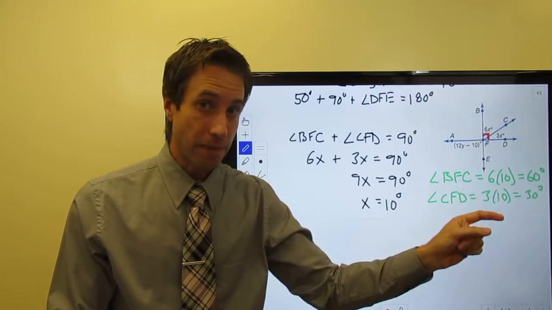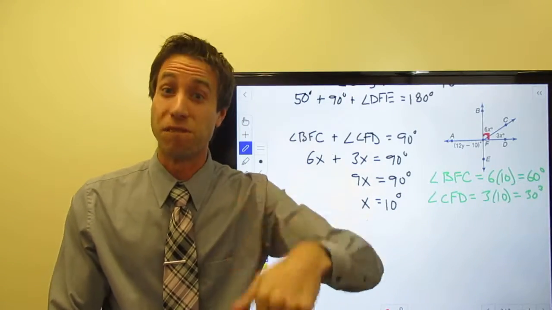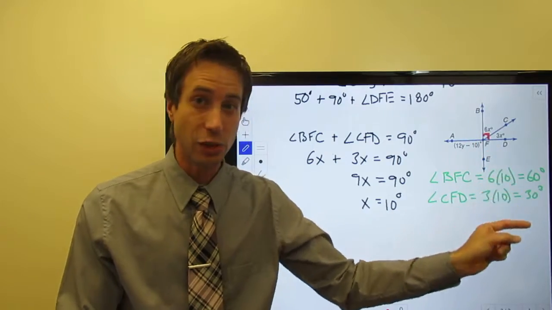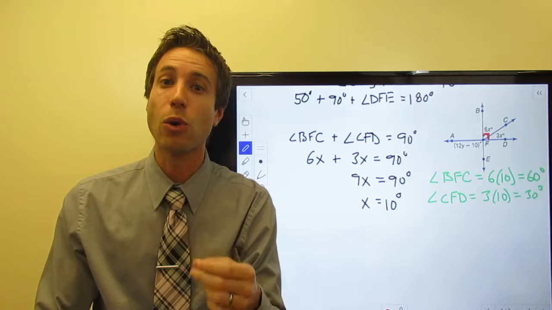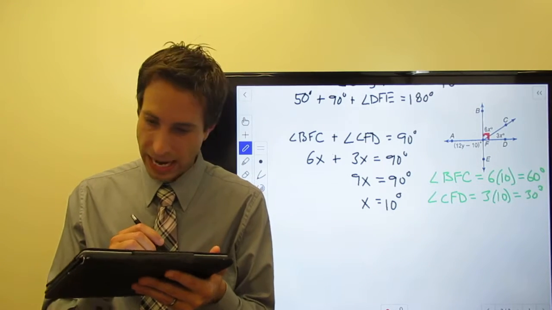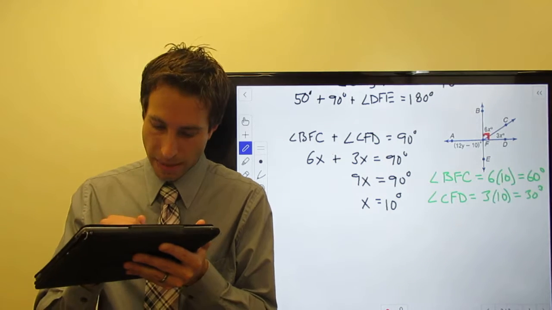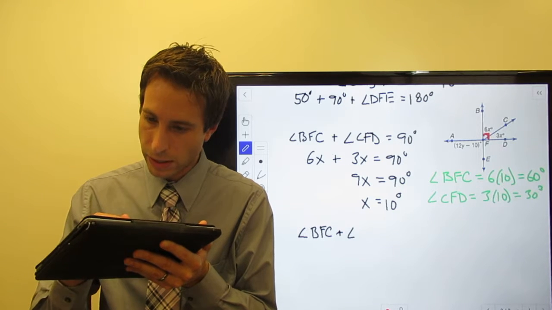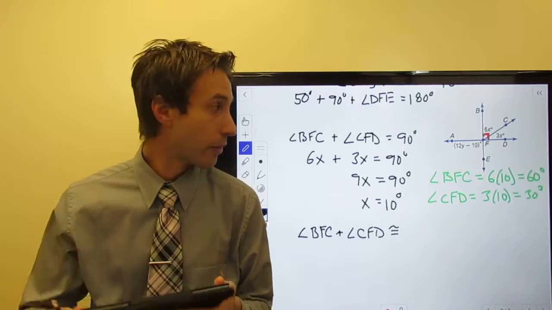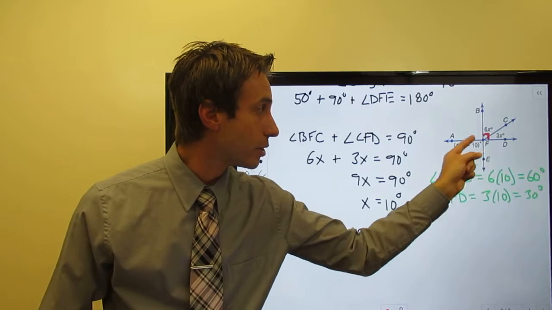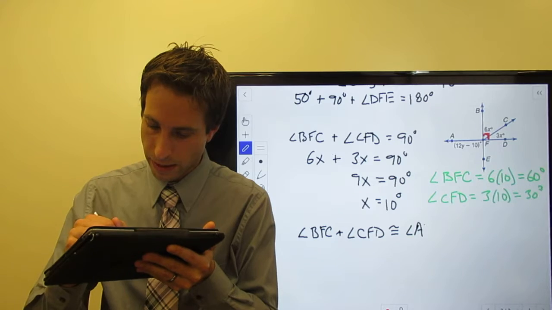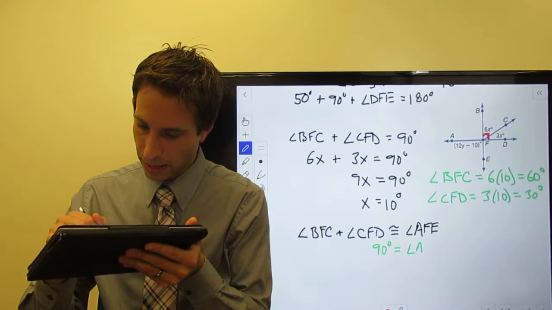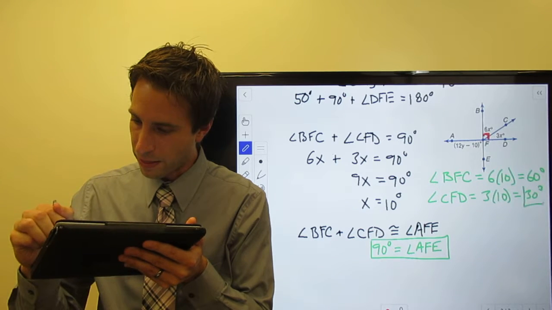I know that BFC plus CFD form vertical angles with AFE, right? Since these guys sum to 90 degrees, vertical angles, AFE, also has to be 90 degrees. So we have angle BFC plus angle CFD is congruent to the vertical angle, AFE. I add those two together. Well, I know that these guys sum to 90 degrees, so 90 degrees is equal to angle AFE. And we are on a roll. I got that one, I got that one, I got that one.